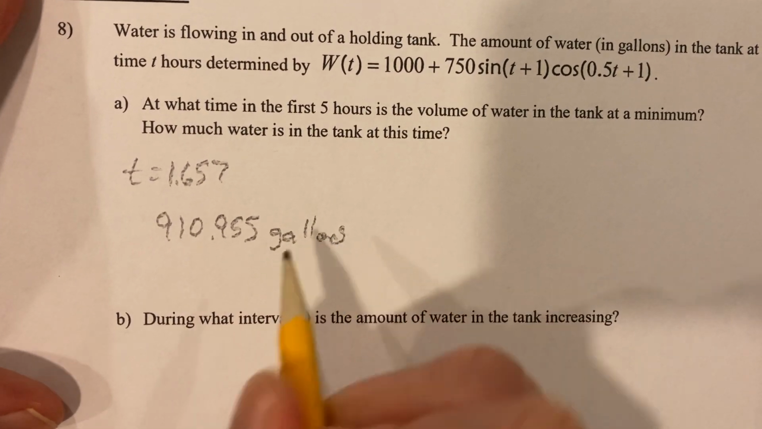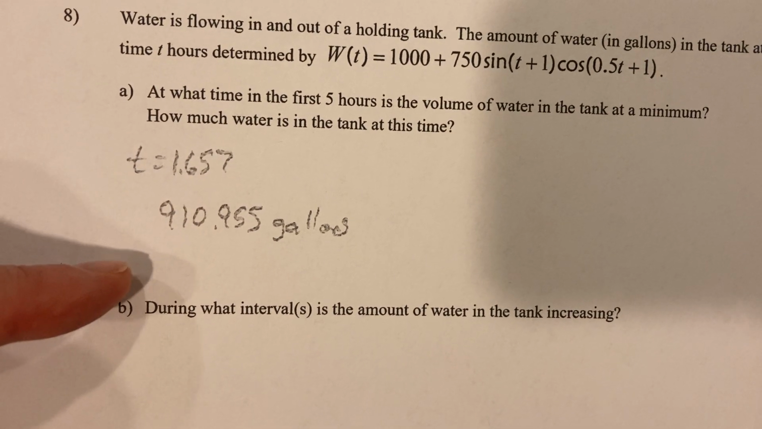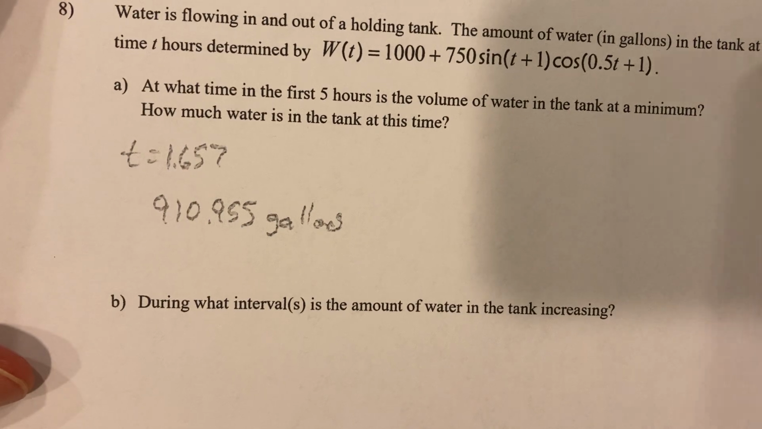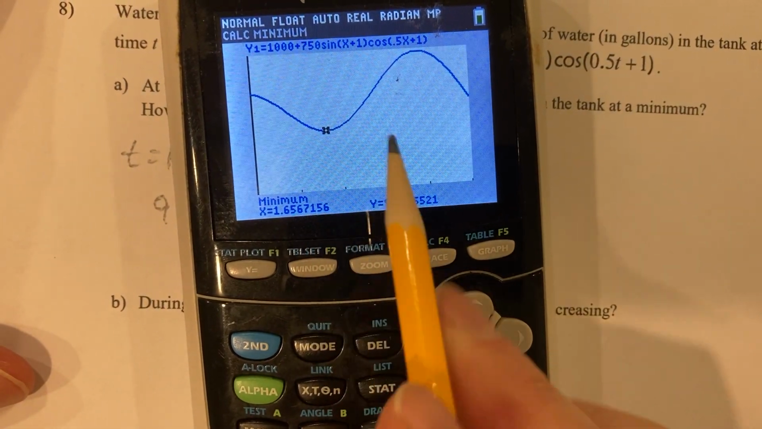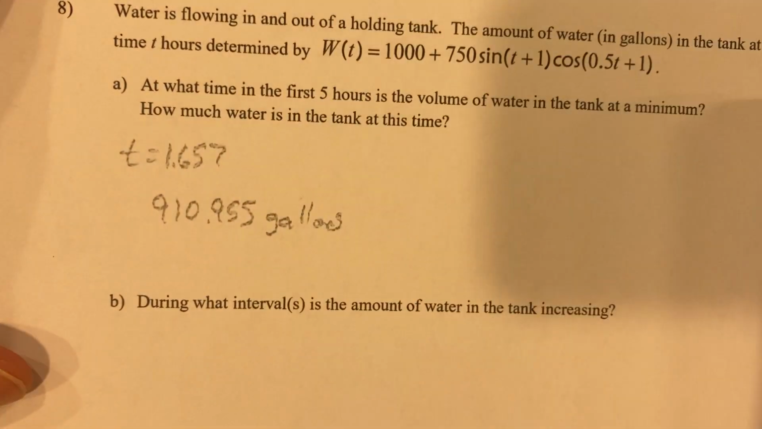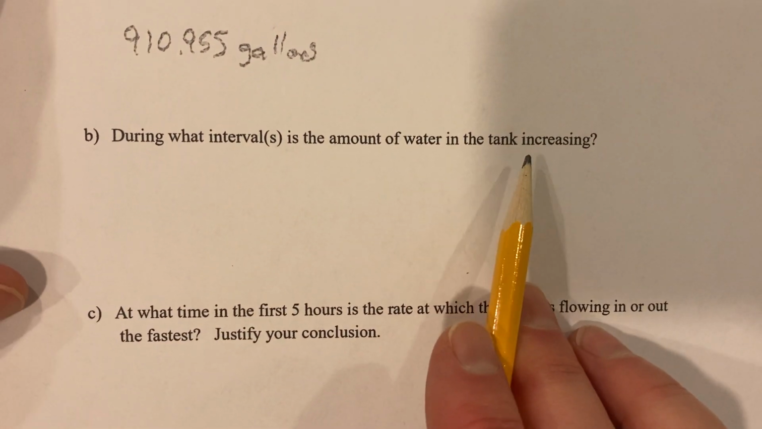All right, so in those first 5 hours, that is the time where we were at our minimum, and that's the minimum that was happening there, okay? Now, we could, if we wanted to, graph the derivative and see when it crosses and get that relative min-max, but this was good enough to kind of just visually see it actually on the graph. During what interval is the amount of water in the tank increasing?